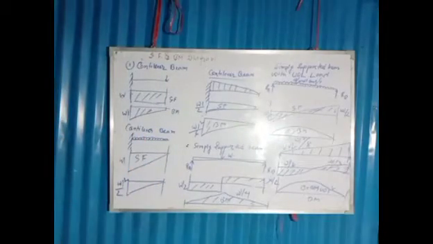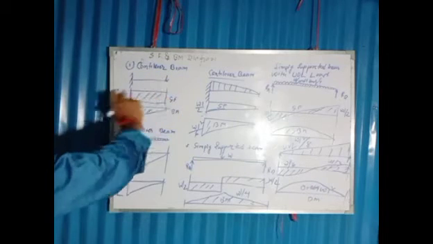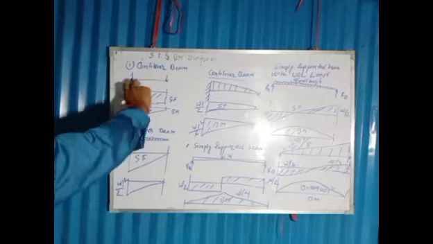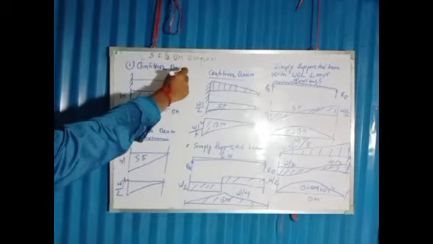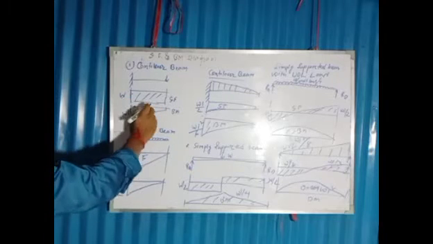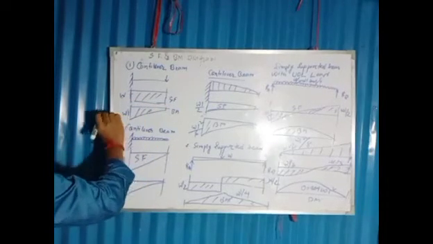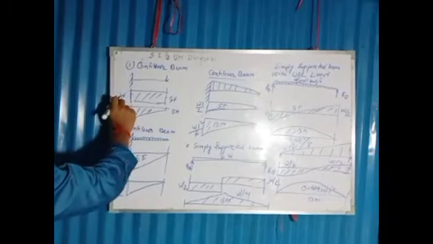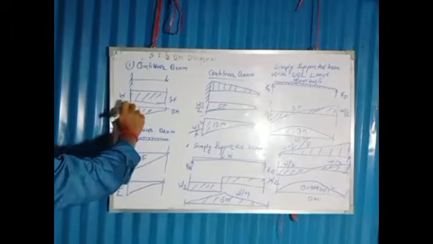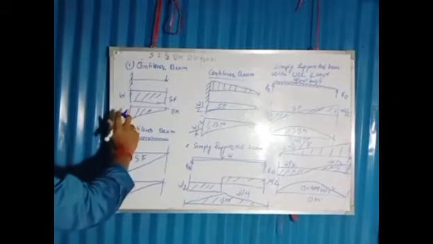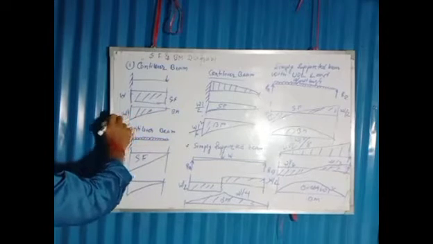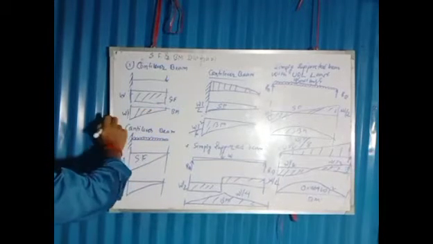So you can see here a cantilever beam with a point load. The shear force diagram is just a rectangle shape. The value of the shear force is the same as the value of the load. And the bending moment diagram is a triangle shape.